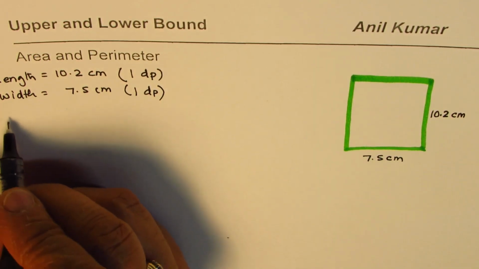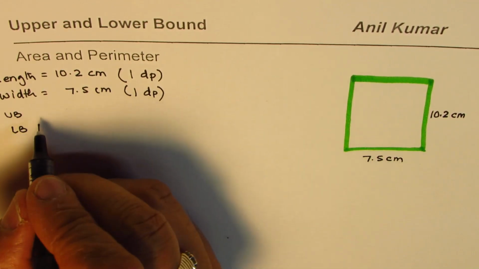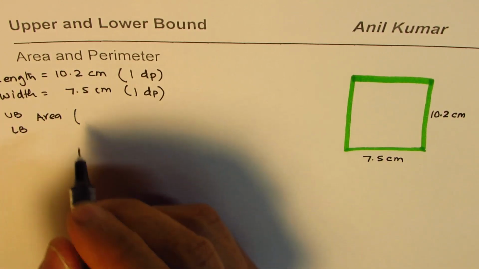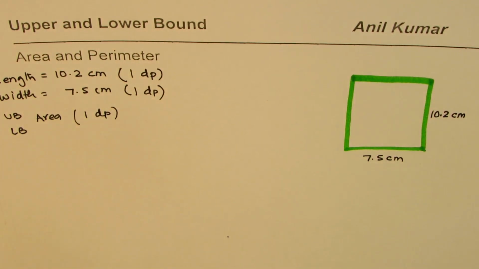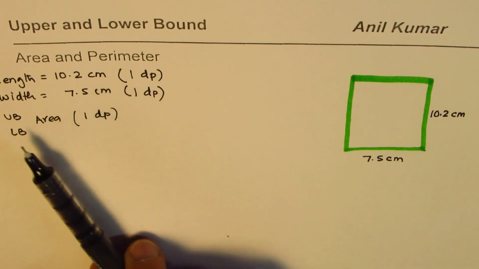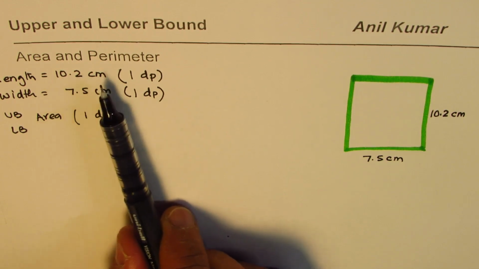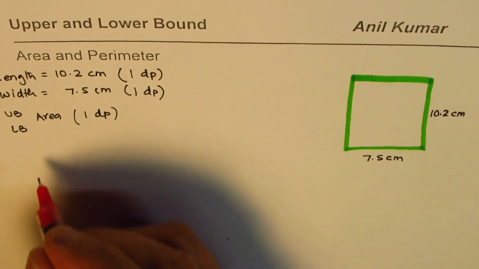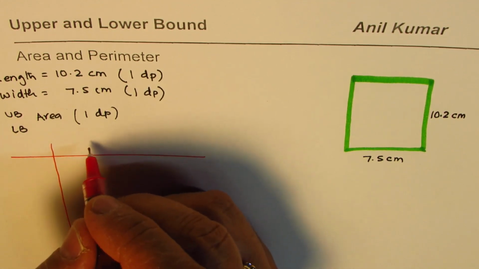Now let us find the upper bound and lower bound for area, and we'll round that to, let us say, 1 decimal place. Okay, so we'll do everything to 1 decimal place. Let's understand the concept. To get upper bound and lower bound of area, we need to find the upper bound and lower bound of length and width, right? That's the first step. So let's make our table to find upper bound and lower bound for length and width.